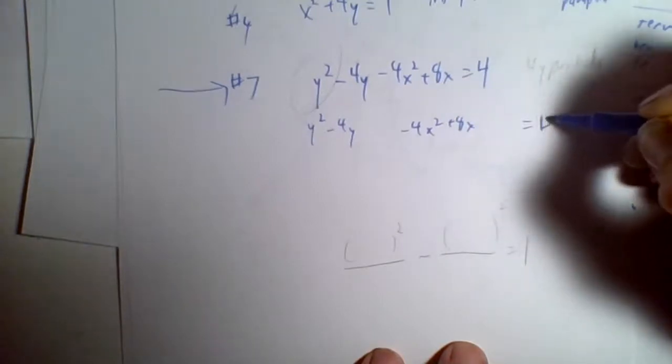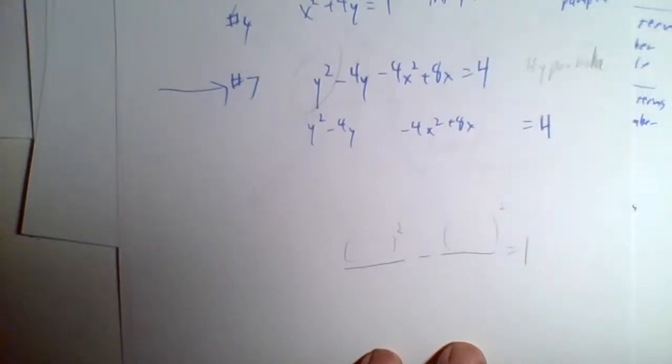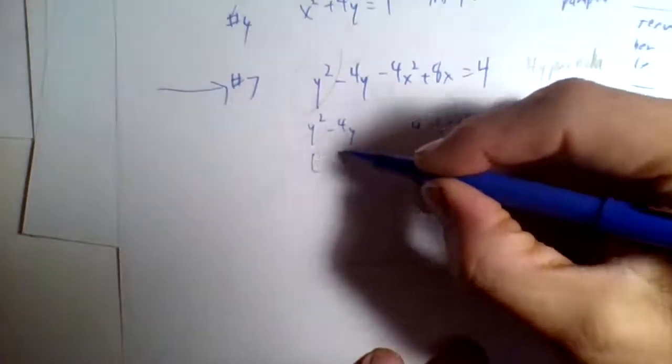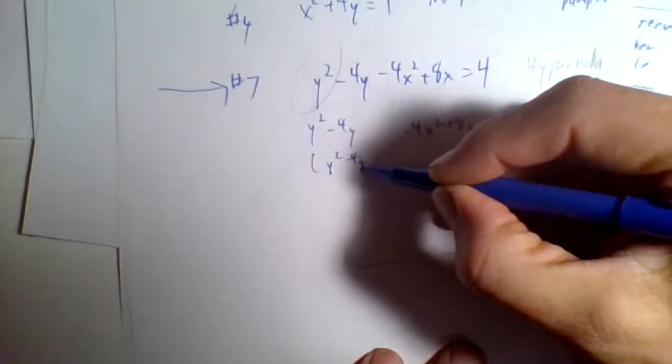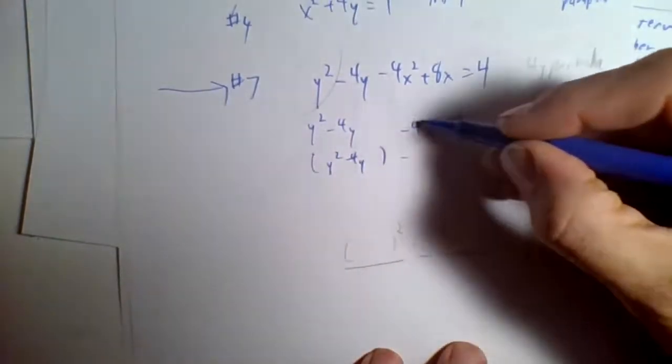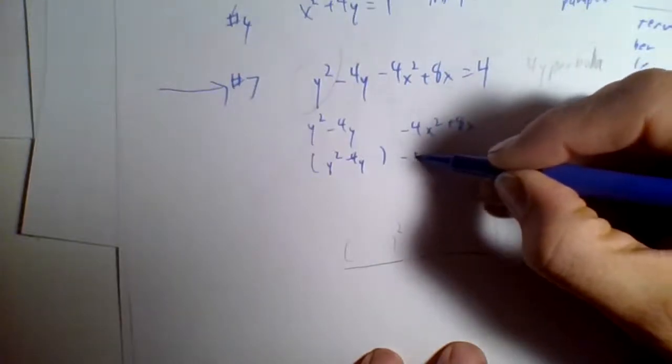Here's my number. Factor. Well, I don't have any factoring here. This is y squared minus 4y. It's going to be plus something. I have a negative 4. I have to factor out of this one.